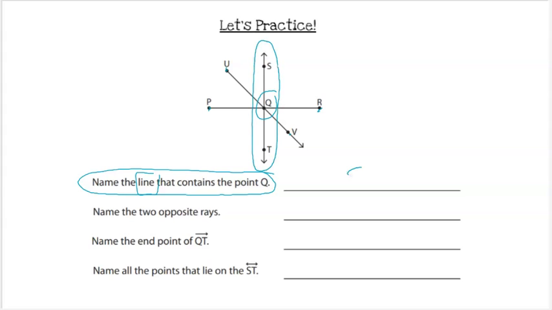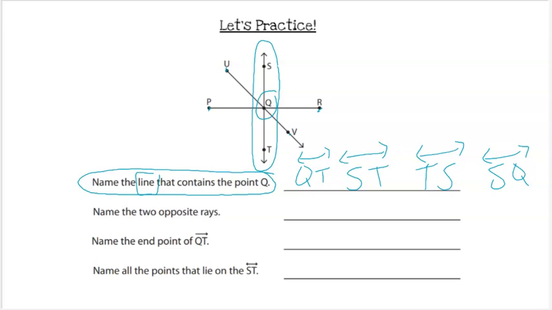That would be line ST, which is one name for it. We could also name it line TS. We could also name it line SQ because Q is a point on that line. We could name it line QT. There are multiple combinations. I didn't even hit all the combinations. We could switch the Q and the T around, the S and the Q around, any combinations of that. That would be that line.